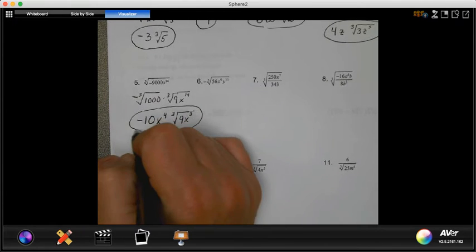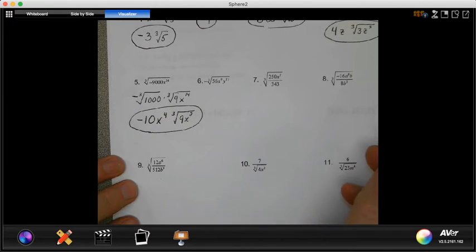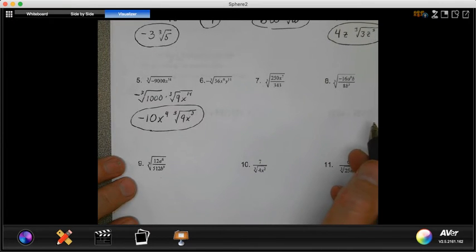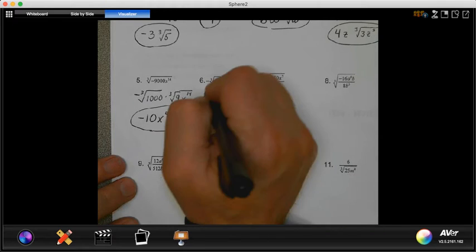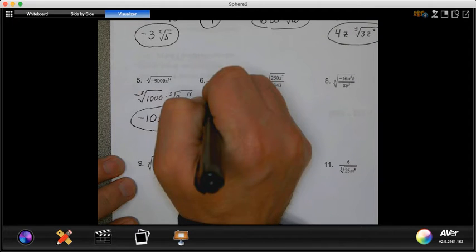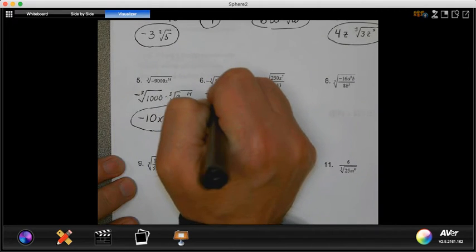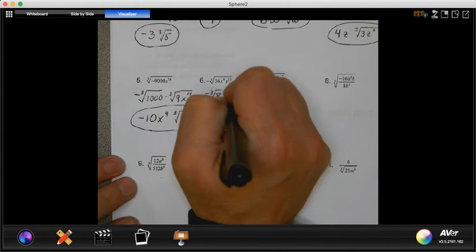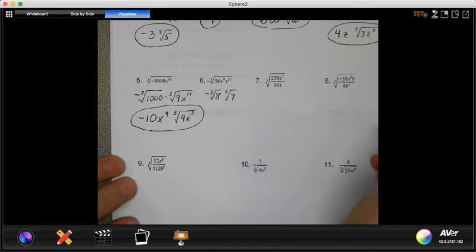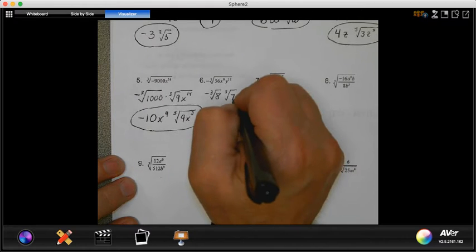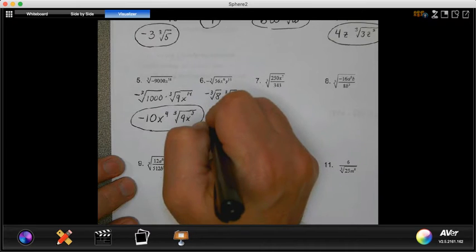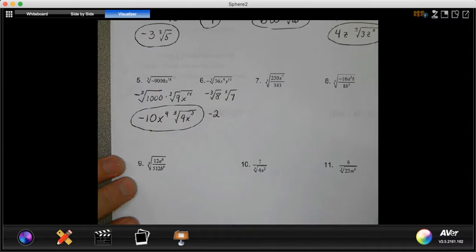So the letters to me are the easy ones. The numbers are the hard ones. Okay, what goes into 56? 8 goes into 56. So I've got negative cube root 8, cube root 7, and we can do the letters later. So cube root of negative 8 is negative 2. Now let's do the letters.